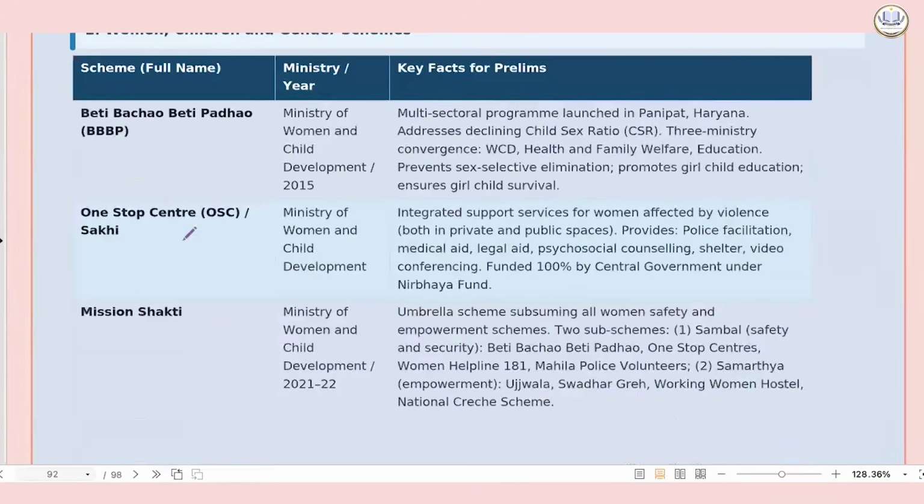Beti Bachao, Beti Padhao, Ministry of Women and Child Development. A multi-sectoral program launched in Panipat, Haryana, it addresses the declining child sex ratio. Convergence of 3 ministries is required: Women and Child Development, Health and Family Welfare, and Education. It prevents sex-selective elimination, promotes girl child education, and ensures girl child survival.